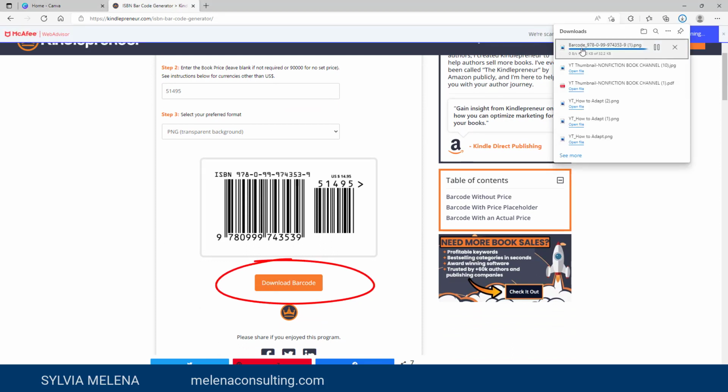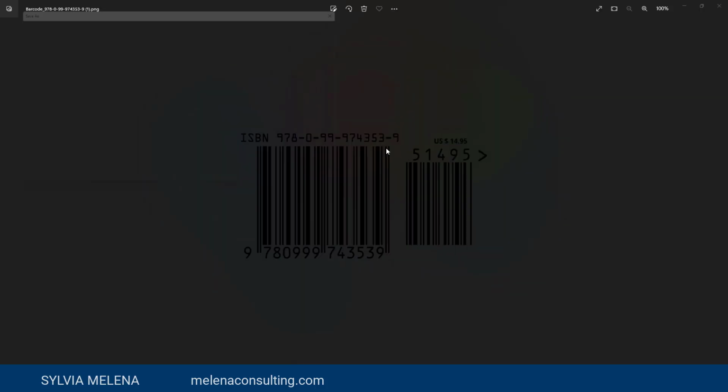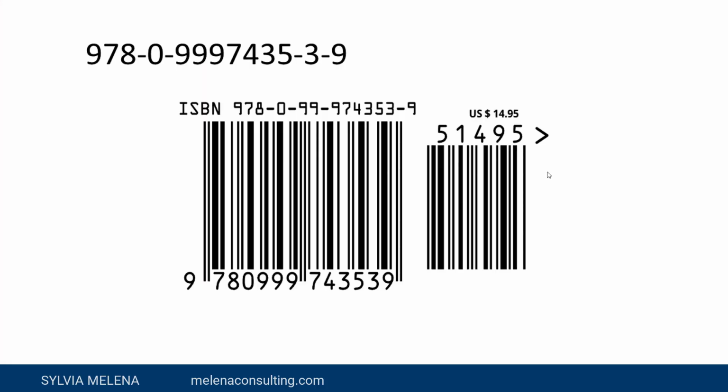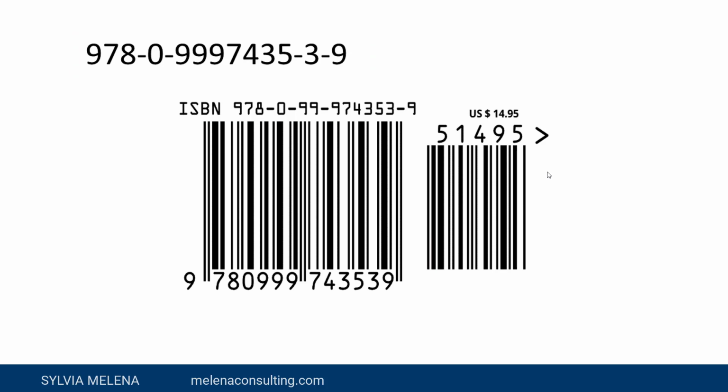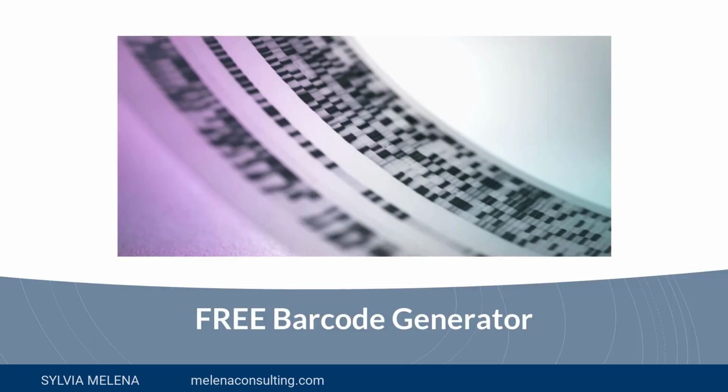And here it goes. I save it. And this is what your final barcode will look like. It has your complete ISBN here, here, and here. It also shows your price here, $514.95. The barcode will also show your price in readable format. So US, $14.95. And that's how you can get a free barcode.